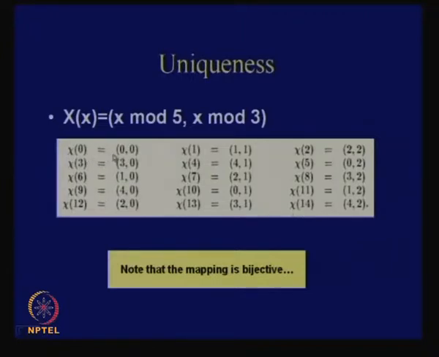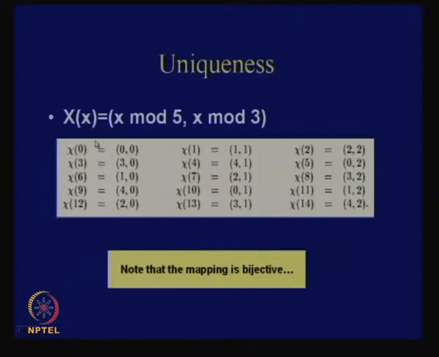So, for each of them I am storing x mod 5 and x mod 3. For example, when x is 0, I am storing 0 mod 5 and 0 mod 3. When x is 1, I am storing 1 mod 5 and 1 mod 3. When x is 10, I am storing 10 mod 5, which is 0, and 10 mod 3, which is 1. Similarly, I can populate this table.